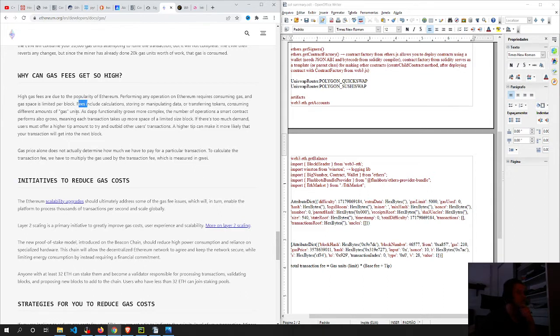Yeah, and I guess all this stuff is also going to change with the proof of stake thing as well. It's probably a whole different model on how it works. I have to study more about that as well. Fees include calculations, storing or manipulating data, or transferring tokens, consuming different amounts of gas units. I'm curious to see.